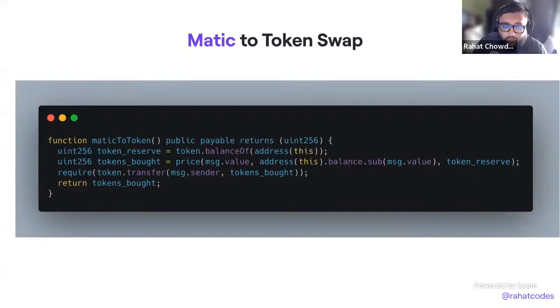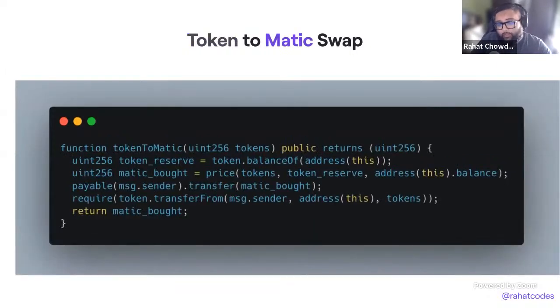So Matic to token swap. Again, we're just getting the balance of the tokens. We're looking at what the price is, adding in the message.value. We're subtracting the message.value from the balance because you'll have some amount of Matic in reserves, and then the payable modifier essentially gives you some more Matic, which will update that. So we want to make sure that this is done on the initial amount that you had, which is why we're doing that subtraction. And then lastly, we're just transferring the tokens once we have the correct price for them.